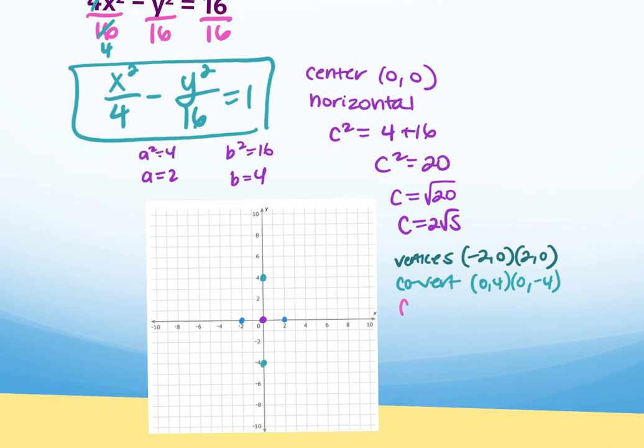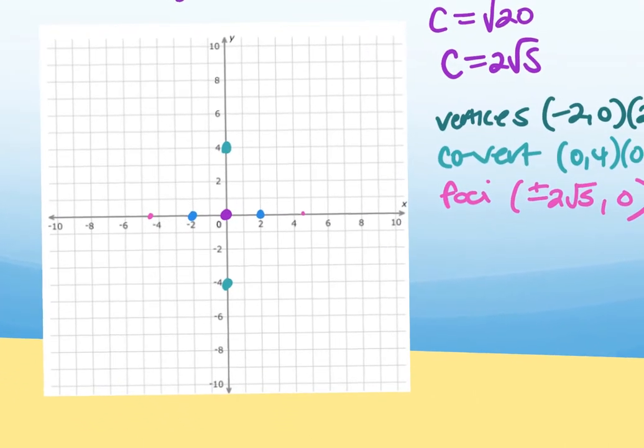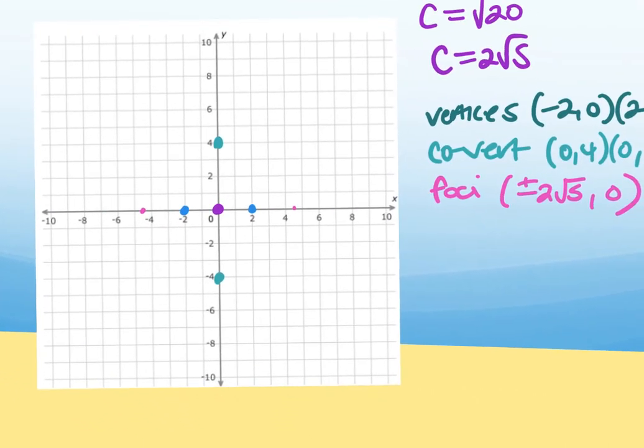If it wanted the foci, I'd be going right and left C. So square root 20 is going to be in between like 4 and 5. I would go in between 4 and 5 here, and those would be my foci. If I'm listing them, they're going to be exact. So it's plus and minus 2 root 5, 0. Right and left, 2 root 5. I do not need those to graph it though. So it will probably ask you for them, but you do not need that to graph it.